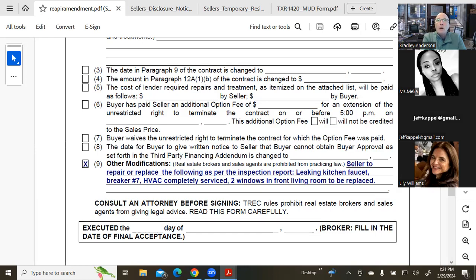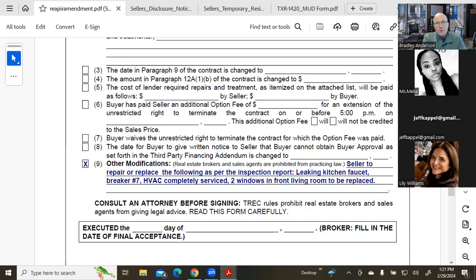Another thing too, Brad, from a contractor's perspective, this is a work order. Exactly. If you're not really specific, then they don't know exactly what it is that you want fixed. Exactly right.